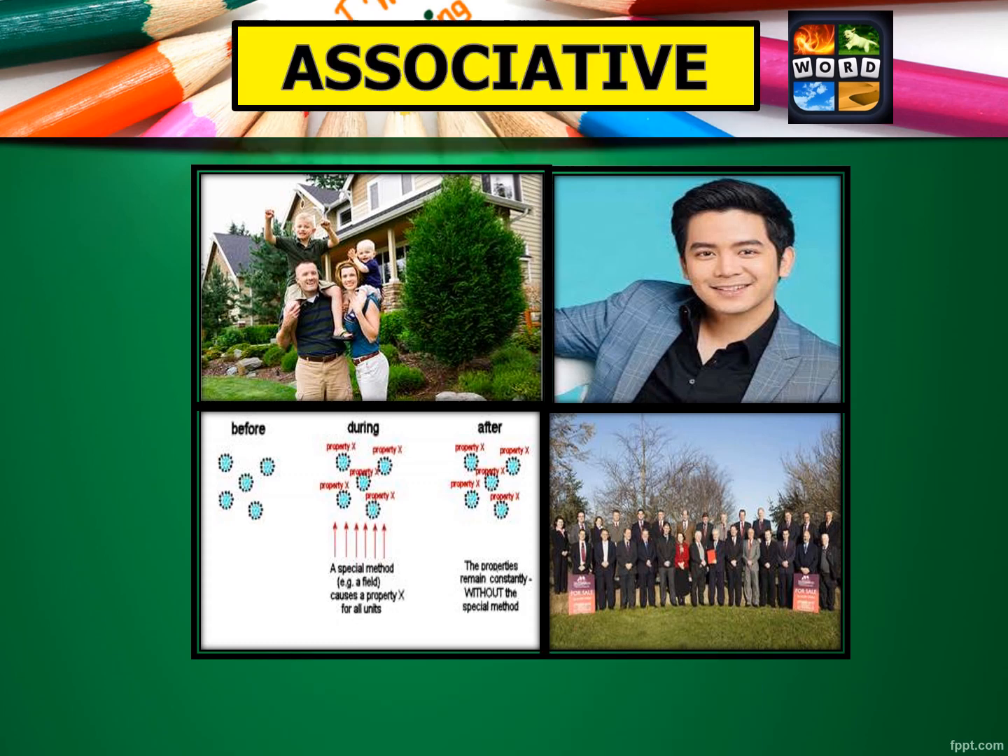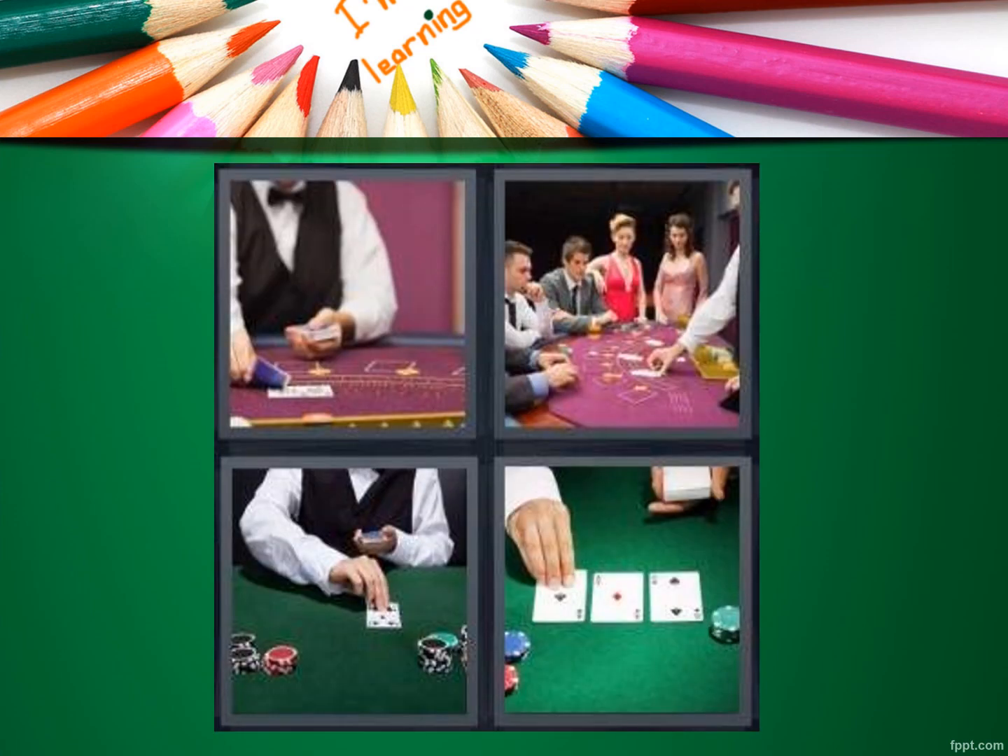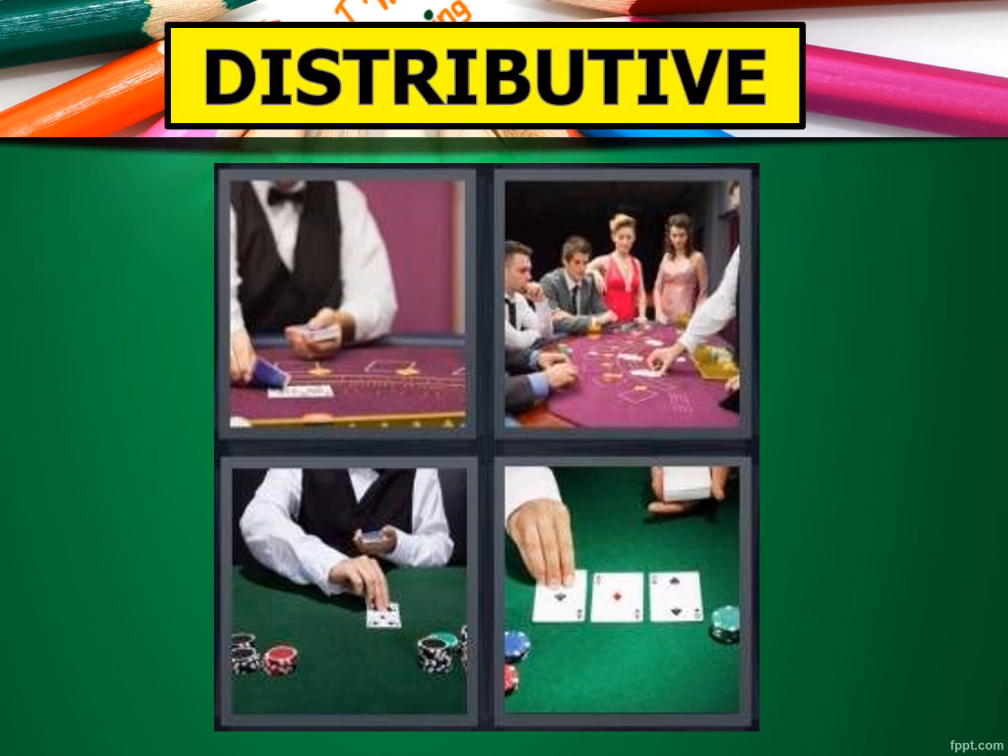Okay, let's see. Yes, we have associative. So they are associated. Yes, from the word itself, associative, they are associated with each other. Let's have this one. We have the cards. We have this one, cards also. What do these four pictures represent? Yes, we have already commutative, associative. How about this one? Yes, we have distributive, from the manner of distributing the cards.